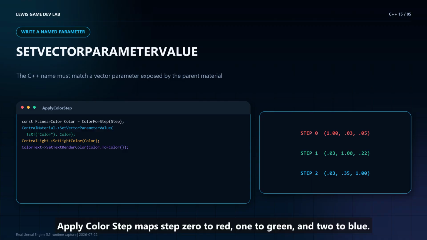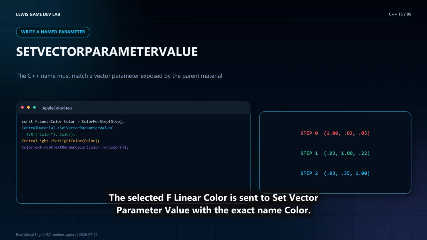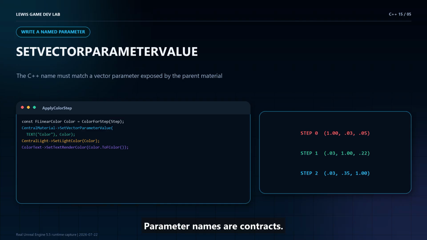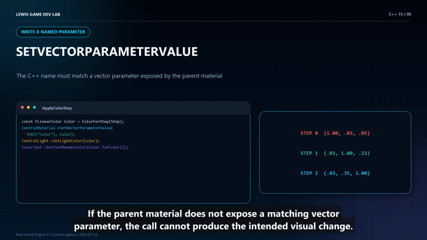Apply color step maps step 0 to red, 1 to green, and 2 to blue. The selected FLinearColor is sent to SetVectorParameterValue with the exact name color. The same value also drives the point light and the readable state label, so the scene, log, and material parameter stay aligned. Parameter names are contracts. If the parent material does not expose a matching vector parameter, the call cannot produce the intended visual change.